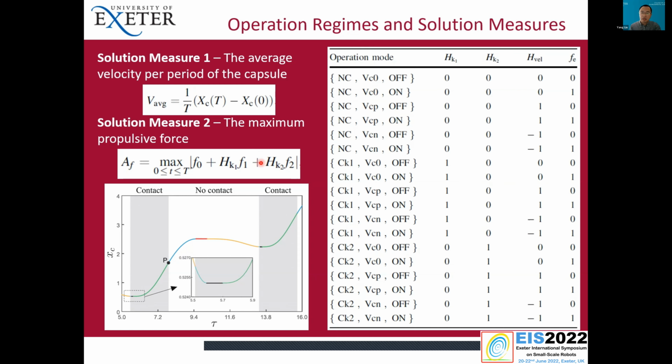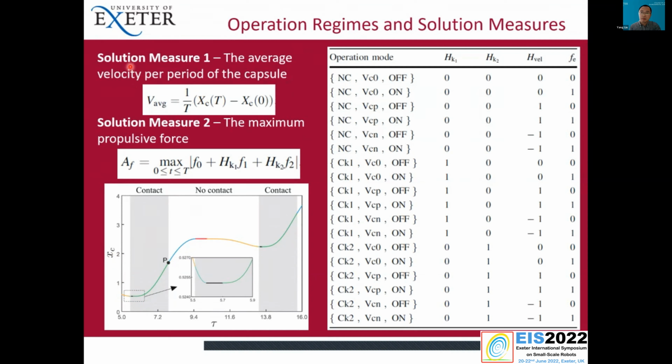If you look at this picture, this is from the simulation of the model, and you can see different colors of this trajectory, which is the displacement of the capsule. And you can see this different color represents different modes of this mathematical model.